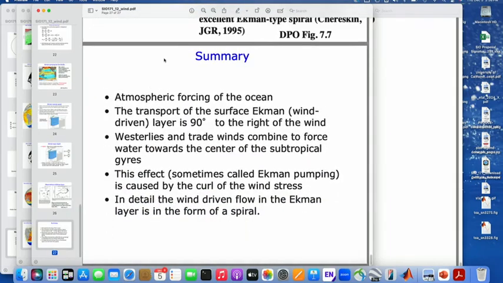Okay, let's go to the next. Divergence is pumping and then divergence is upwelling. Ekman pumping is downward, Ekman suction is up.